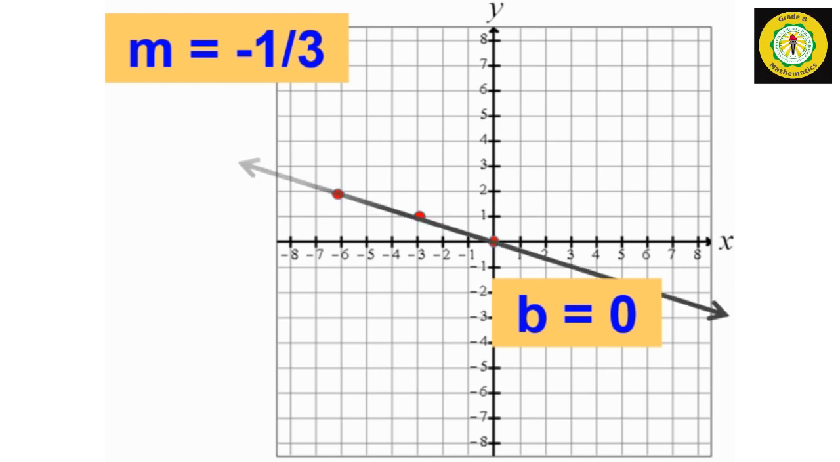And then graph. And the equation of the line is y equals -1/3 x. We have here our slope, which is -1/3. But since our y-intercept is 0, we don't need to write it. So the answer is y equals -1/3 x.